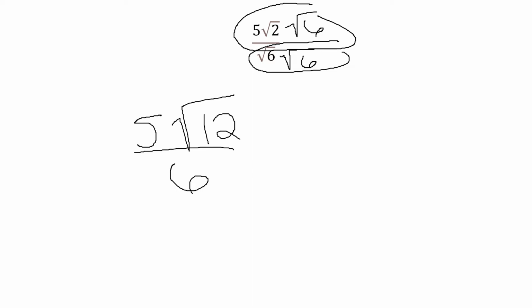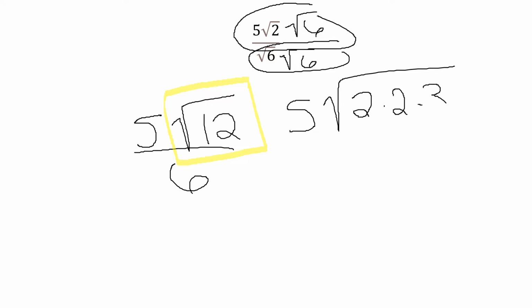Now here's where this can get a little tricky. I have to simplify this. And remember, when we simplify that, we break it into its prime factors. So the square root of 12 can become 12 divided by 2 is 6. 6. Any pair pulls out as 1.